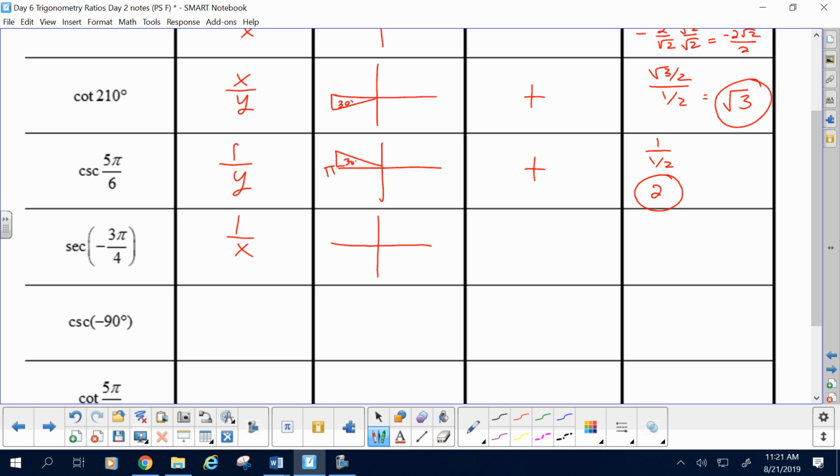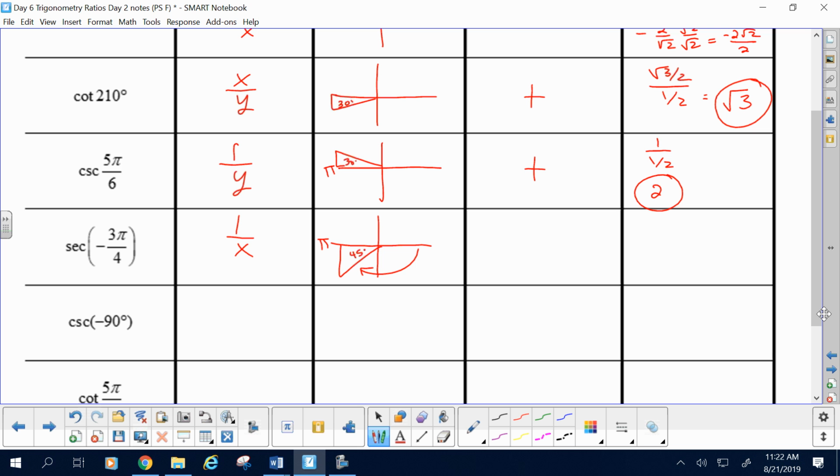Pi over 4 is what kind of reference angle? And what quadrant do I end in? Given it's a negative angle, a little less than pi, I'm going to go this way, but I'm not going to quite go to pi, and so I end in the third quadrant with a 45-degree angle.